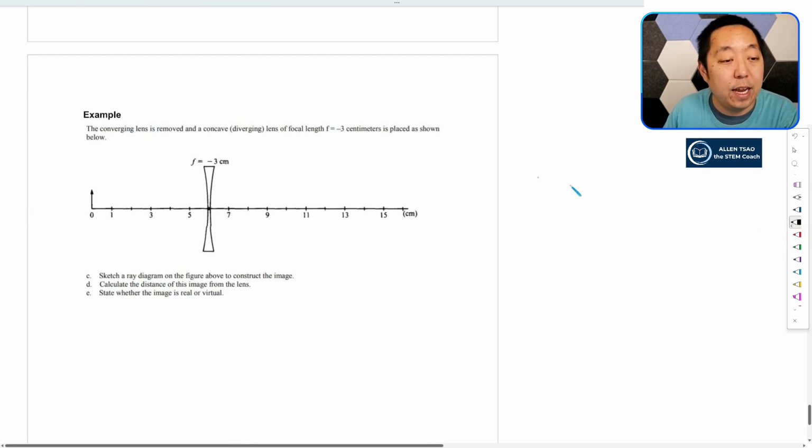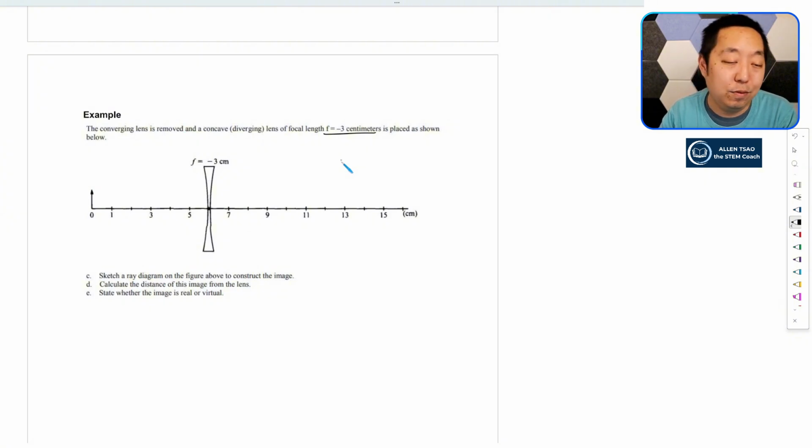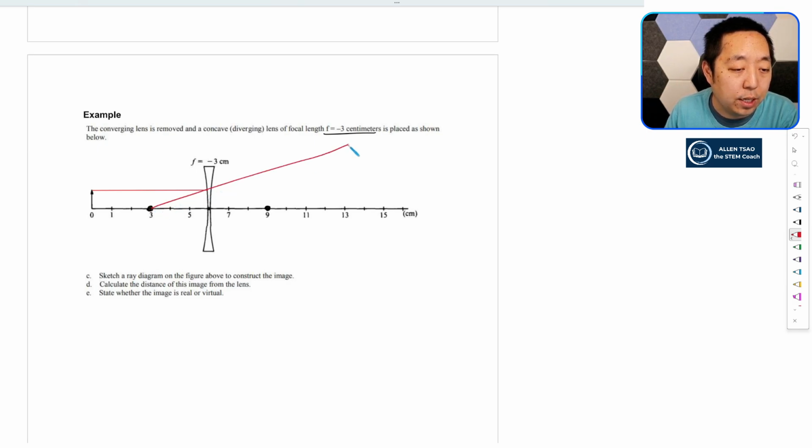We have a diverging lens, focal length f equals negative 3 centimeters. They already tell you it's negative. They won't always tell you it's negative; this is just something they gave you very nicely here. Sketch a ray diagram to construct the image. Here's the object, and the focal length, this is at 6, so the focal point is here, and this is 6 in here. These are our focal points. So let's draw our light rays. Anything that's going to go horizontal is going to appear to come from there. So I'm going to draw it like that, but it's only going to appear to come from there.